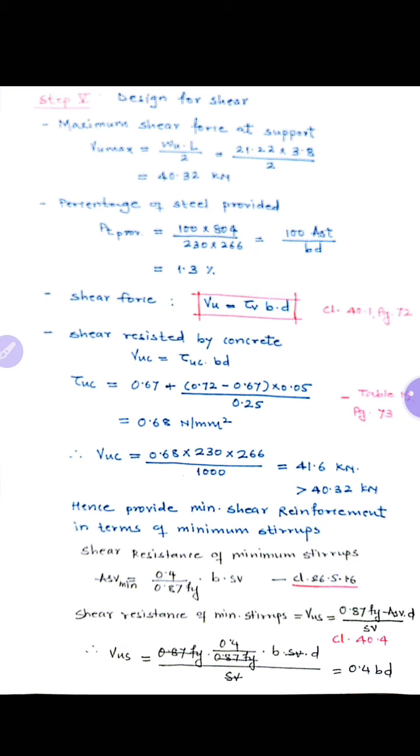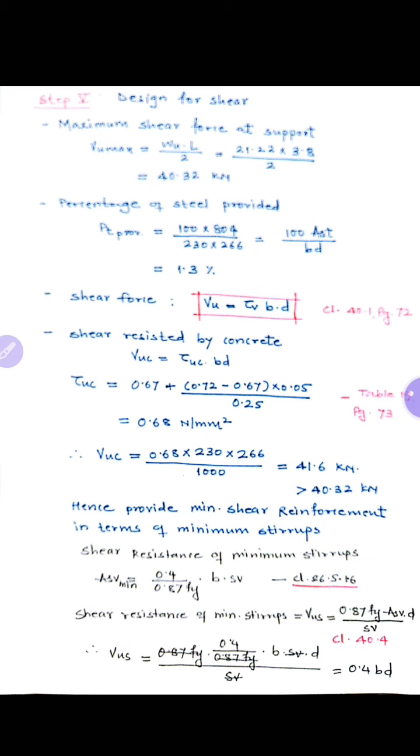So we are first going to check shear resistance of concrete. If shear resistance of concrete is not sufficient, we will include steel. We will calculate shear resistance of steel also. Here in this case, let us first calculate shear resistance of concrete, or shear resisted by concrete. For this we first have to find out the value of tau UC.